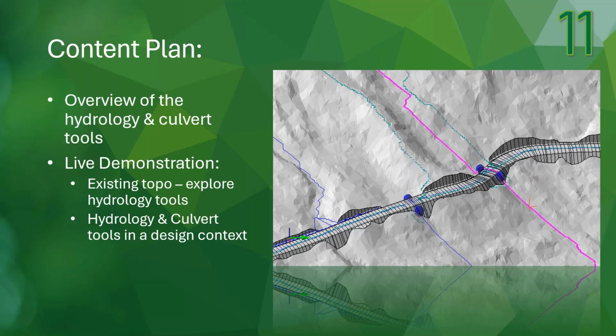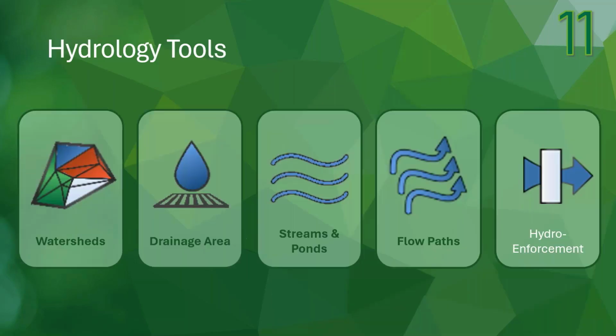We're going to start by looking at some existing topo surfaces that actually have existing roads in them and use that to explore some of the hydrology tools and what they can do. Then we're going to move over and take a look at hydrology and culvert tools in a design context together and look at some of the really fascinating functionality that you can leverage to really understand the impact of your road on the surface and on drainage patterns. So with that, I'm going to get us started.